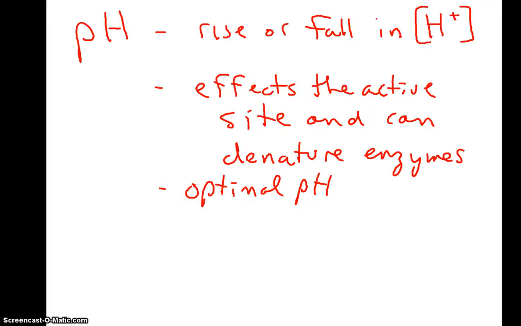The second one that we'll look at is pH. So if there's a rise or fall in the hydrogen ion concentrations, okay, this affects the active site and can denature enzymes as well. And so just like temperature, every enzyme has an optimal pH at which it works best.